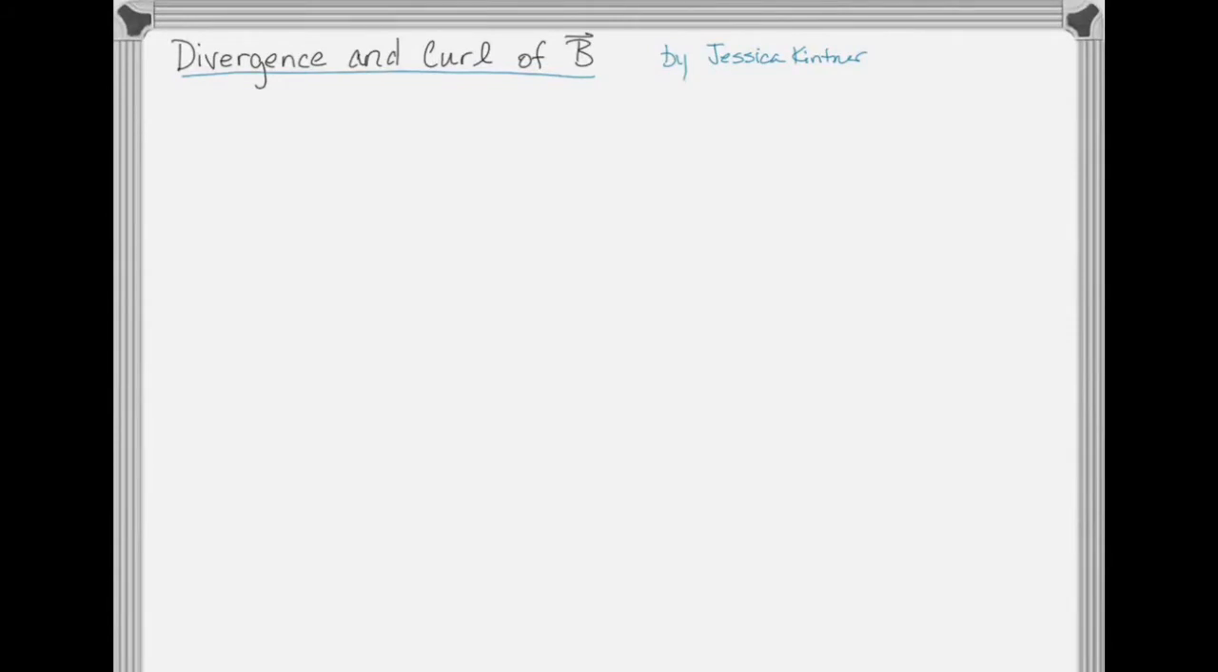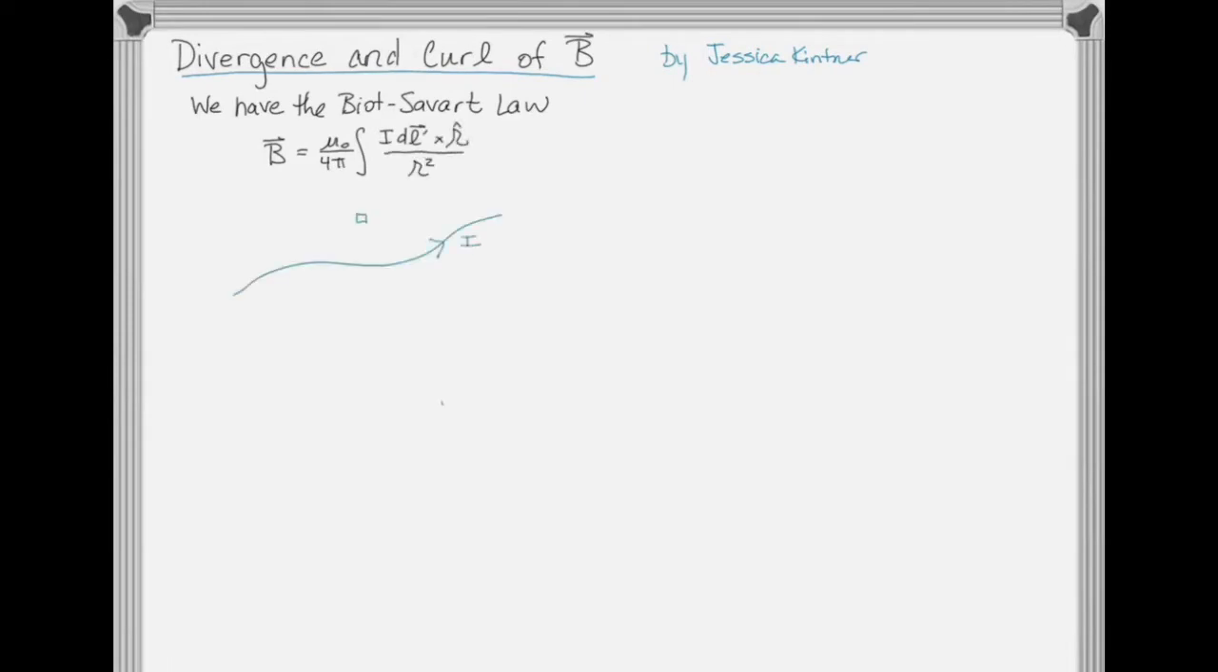So here I'll derive the divergence and curl of B, and I will start with the Biot-Savart law. The Biot-Savart law is B vector equals mu 0 over 4 pi times the integral of I dl prime vector cross script r hat divided by script r squared.